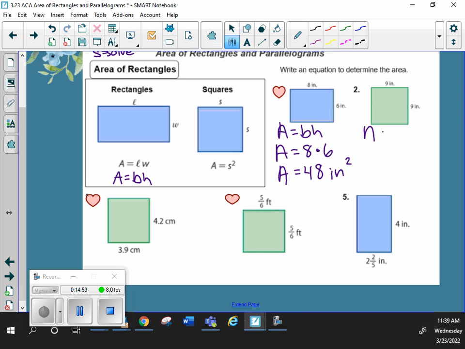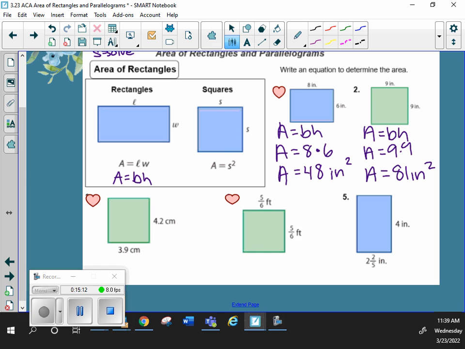Okay, and that's why y'all did it. So y'all had A is equal to BH. A is equal to the base times the height, which is 9. And y'all said that A is equal to 81 inches squared or square inches. Okay, it's the same thing. All squares are rectangles, so you just use that formula.